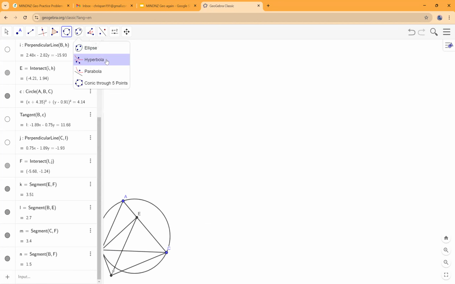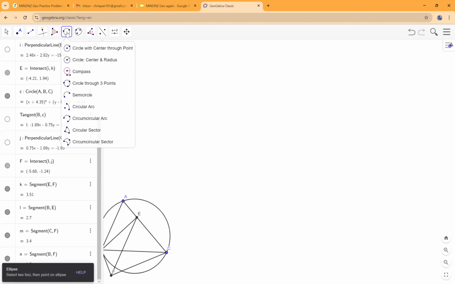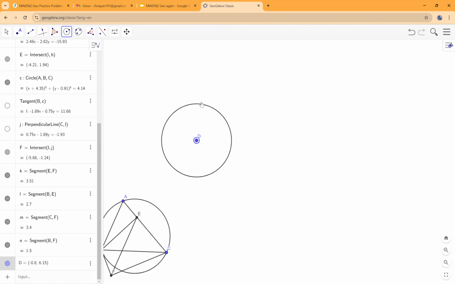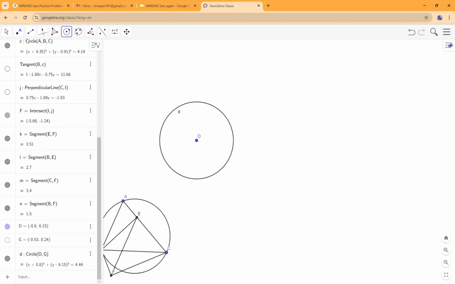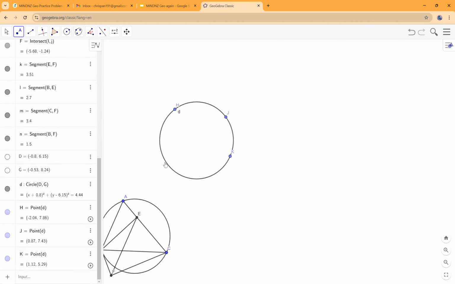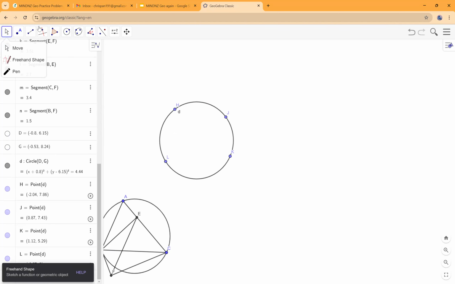Okay, so what is a cyclic quadrilateral? It's defined as a quadrilateral whose four vertices lie on a circle. If I just have some random circle like this, a cyclic quadrilateral here would be something like H, J, K, L. That's a cyclic quadrilateral.